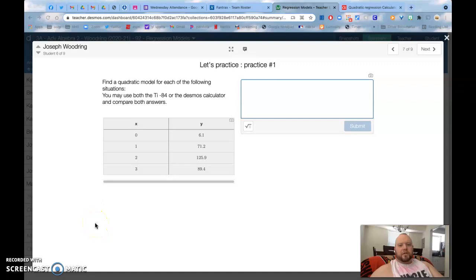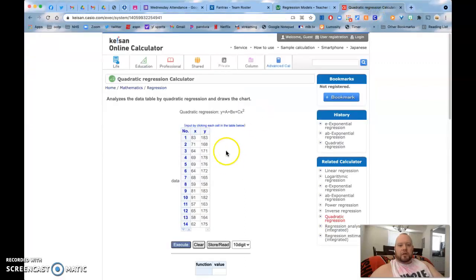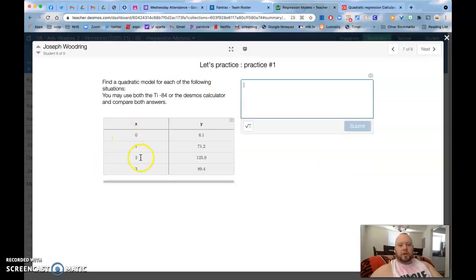Alright, so this is practice number 1 for the quadratic model thing. You've got your data here. I'm going to go over to the quadratic regression calculator. This is the link that I talked about in the video. When you first get to the page, it's going to have all this random stuff in it. You just want to clear it out and then replace it with the data from the regression model.